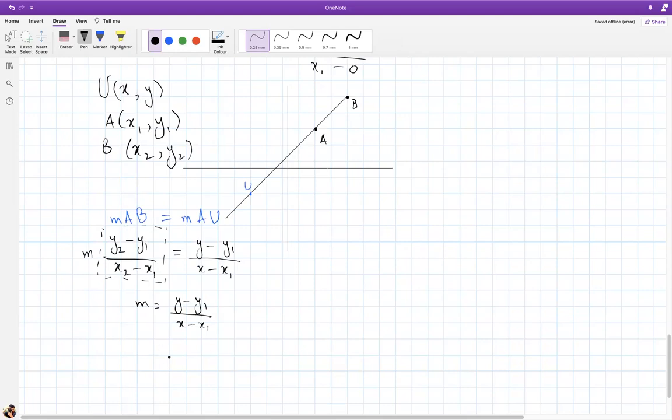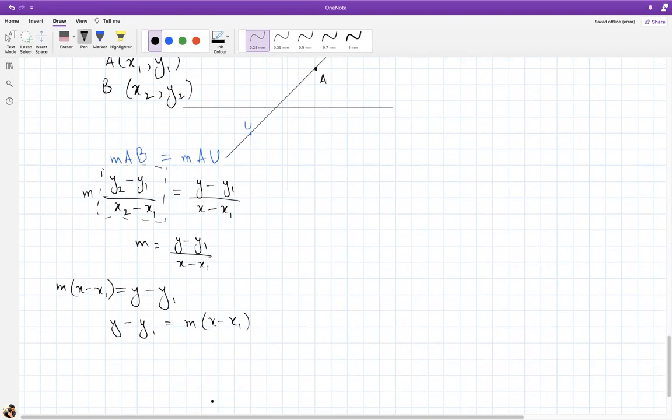So I can say that m equals y minus y1 over x minus x1. In other words, y minus y1 stays on this side, and on the other side it becomes m times x minus x1. And that is a way to find the equation of a line: y minus y1 equals m times x minus x1. You don't even have to know the starting point.